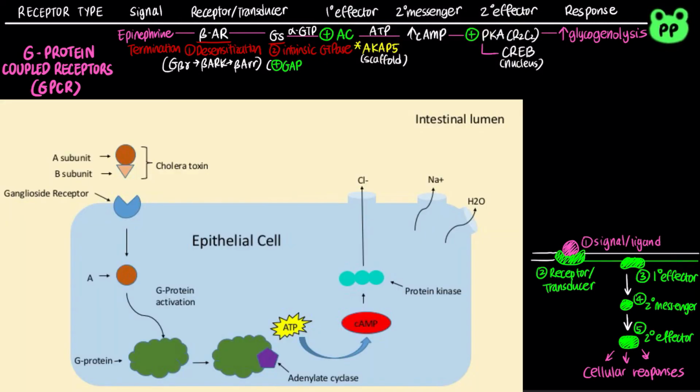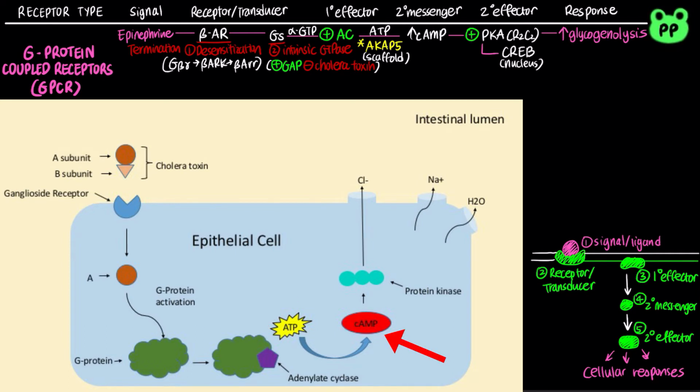The intrinsic GTPase activity of the G protein on the surface of intestinal epithelial cells can be inhibited by the cholera toxin, which catalyzes the transfer of ADP ribose from NAD+ to a critical arginine residue on the alpha subunit of the G protein, blocking the GTPase activity. As a result, the G protein is permanently active, causing continuous activation of adenylyl cyclase of intestinal epithelial cells.